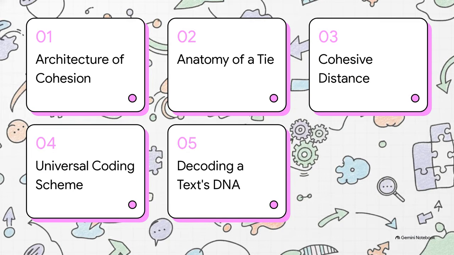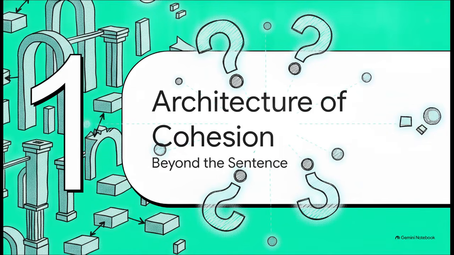So, here is our roadmap for this explainer. We'll start with the architecture of cohesion, break down the anatomy of a tie, map cohesive distance, walk through the universal coding scheme, and then finally, we'll decode a text's DNA. Section 1. The architecture of cohesion, beyond the sentence.